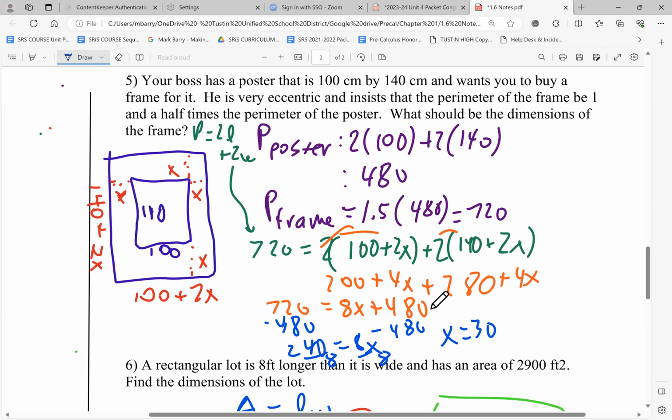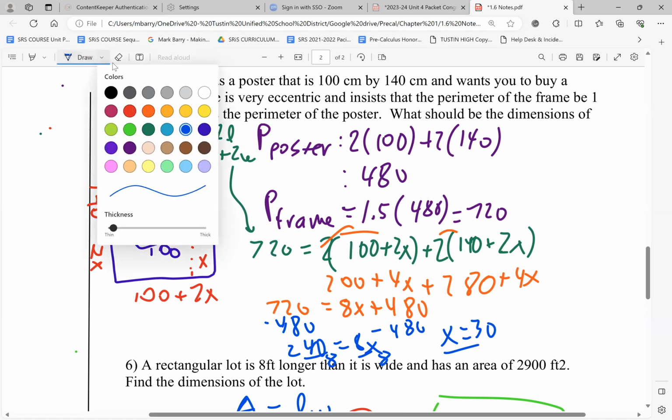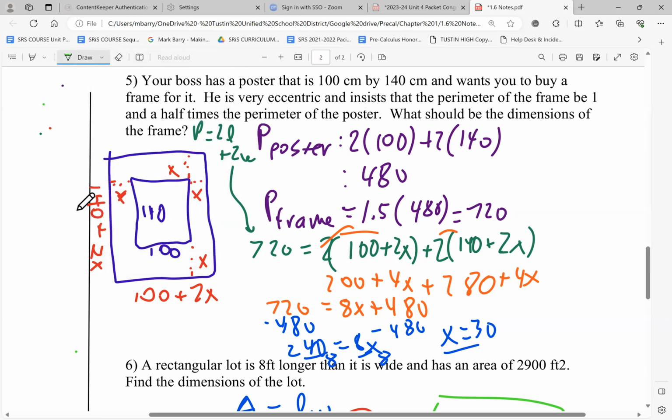Now it asks me what are the dimensions of the frame. So again, although X does equal 30, we're going to have to plug those back in to get our dimensions here. So why don't I do that now? All right, so 140 plus 2 times 30. 140 plus 60 means that this side is 200. And then 100 plus 2 times 30 down here. So 100 plus 60 means this side is 160.